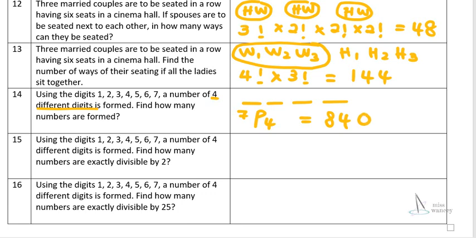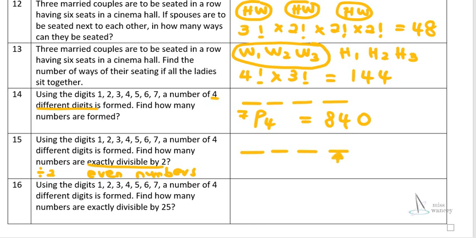Okay, so using the digits 1, 2, 3, 4, 5, 6, 7, a number of 4 different digits is formed. So again, we have 1, 2, 3, 4. Find how many numbers are exactly divisible by 2. So what we mean by exactly divisible by 2 is that if we divide by 2, the remainder should be equal to 0. In another way, it simply means that we want to find an even number. Because every even number, if you divide it by 2, your remainder is definitely equal to 0. So that is how we know this definitely needs to be an even number.